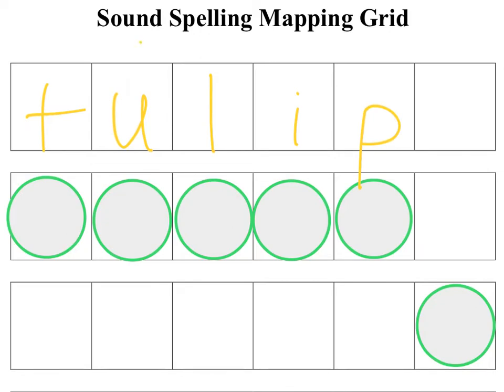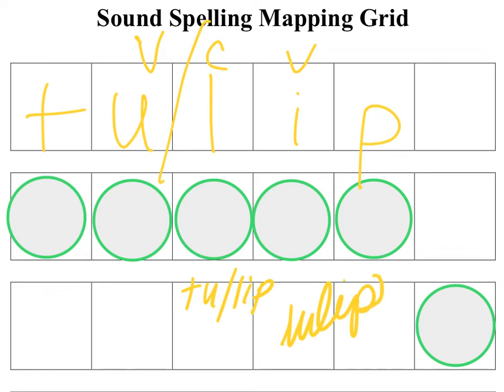P. So let's check our pattern. We have vowel, consonant, vowel. Because I hear the long U, I know I'm going to separate it before that L because it makes that long sound. So when I write it, T, U, L, I, P, tulip. And in cursive, tulip. Tulip was her favorite flower.